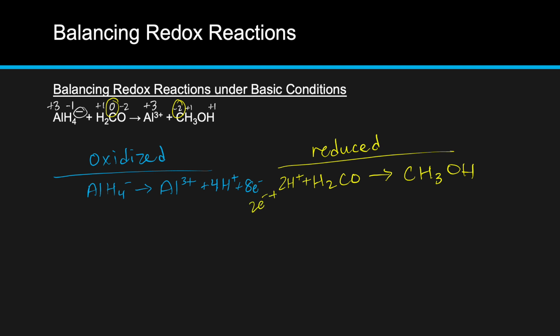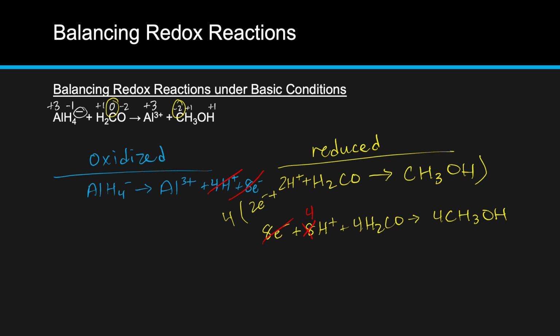Now because I have 8 electrons in my oxidation half reaction and 2 in my reduction, I need to multiply this by 4 to get both to 8. So now I'll have 8 electrons, 8 H+ ions, 4 H2CO, and 4 CH3OH. And now I can clearly see that my electrons are going to cancel out. I'm going to have 4 H+ ions left on the reactant side, and then everything else is balanced.